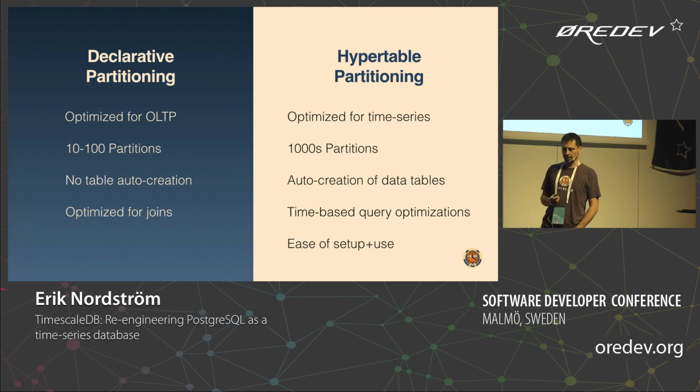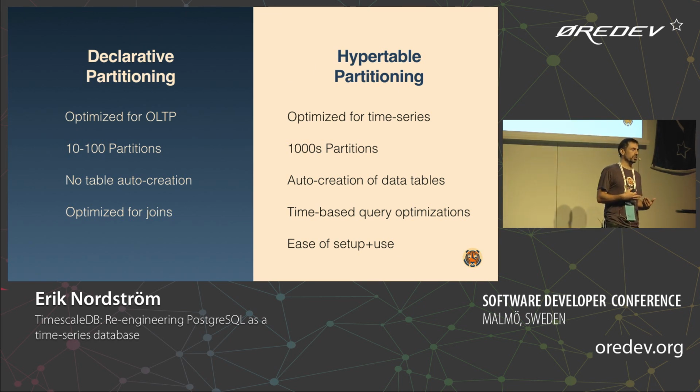Declarative partitioning is optimized for this OLTP type workload that I described before. So maybe you have 10 to 100 partitions, maybe you partition or shard your data on a customer ID or something, which is very common. Then maybe you have 10, 20, whatever partitions, and these are fixed. So you don't have any auto creation, so you have to create these partitions manually, but that's fine if you just have 10 partitions and then they're fixed. And there are some optimizations built around declarative partitioning for how you join data in partitioned tables, etc.